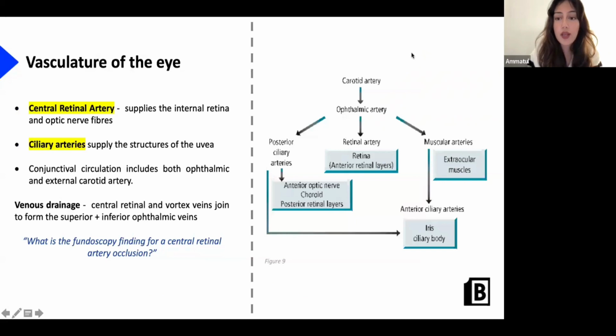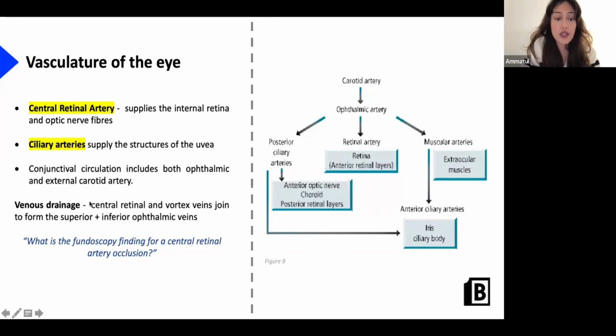Okay, now we'll move on a bit to talk more about the vasculature of the eye. The main artery which supplies the eye stems from the internal carotid artery, which gives rise to the ophthalmic artery. That splits into the central retinal artery and the lacrimal artery. The central retinal artery supplies the internal retina and the optic nerve fibers.